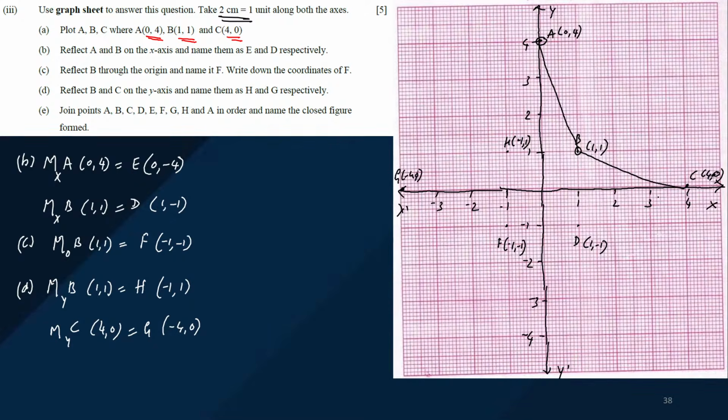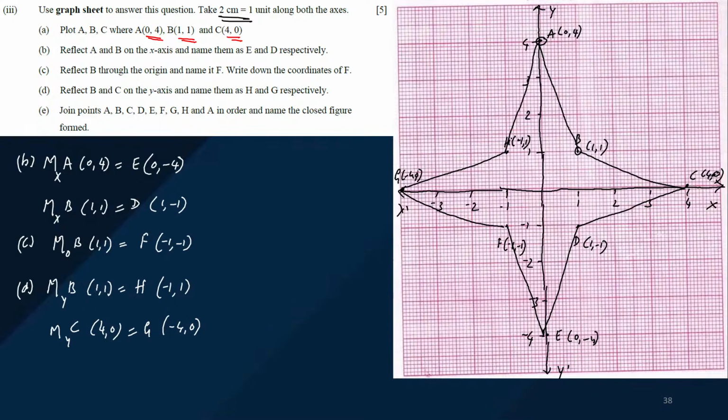Then C, then D. Where is D? D is this, right? Then E. Where is E? E we have not marked anywhere. E is 0 comma minus 4. This is E, 0 comma minus 4. You have to join this one. Then F. Where is F? This is F. We have to join this one. Then to G, correct. Then to H, this to H over here, fine. Then to A.